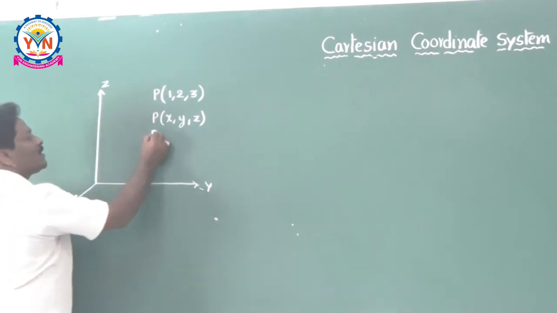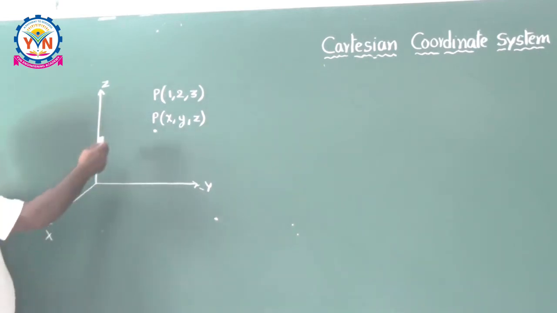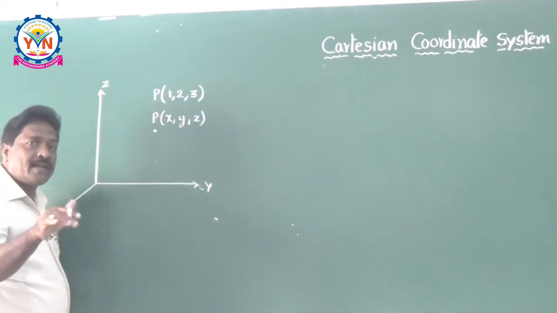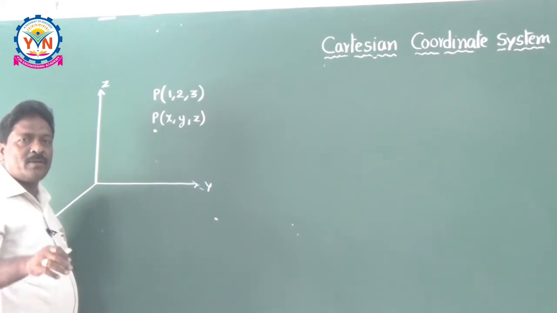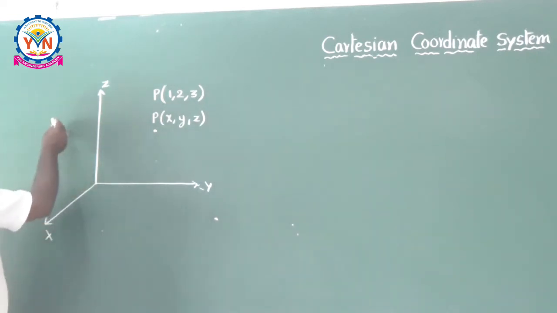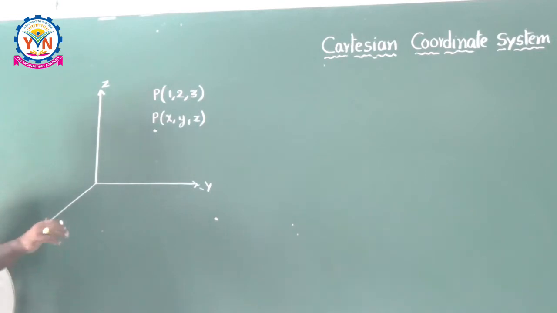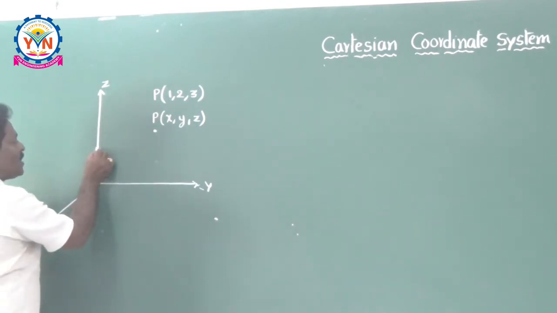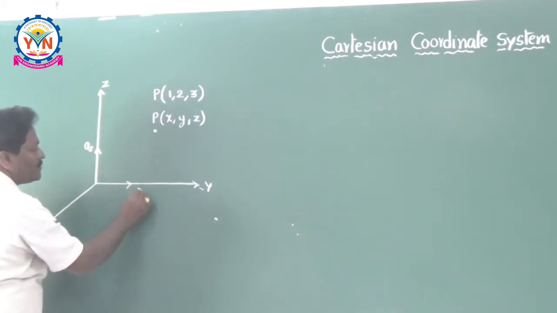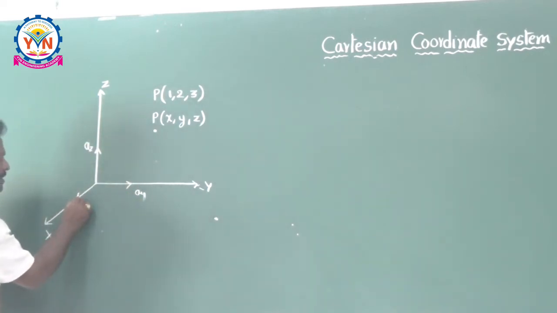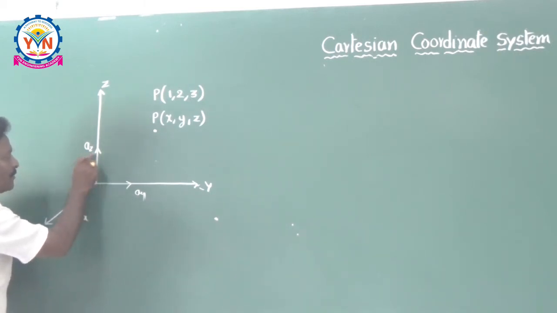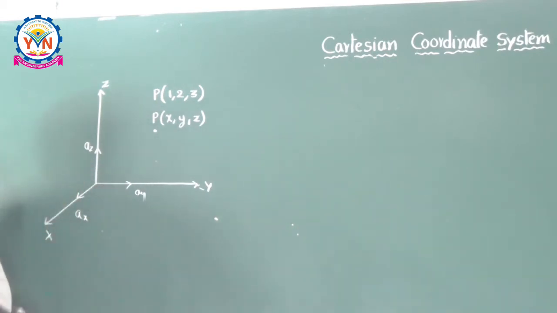So, if you take this point P, if I want to explain in terms of the component forms, first of all let me say the unit vectors. What do you mean by unit vector? A unit vector is nothing but having a magnitude of 1 and having a direction. So, these are the unit vectors: this is AZ and this is AY and this is AX. All these three unit vectors are meant for telling the direction of the fields. They are always at an angle of 90 degrees.